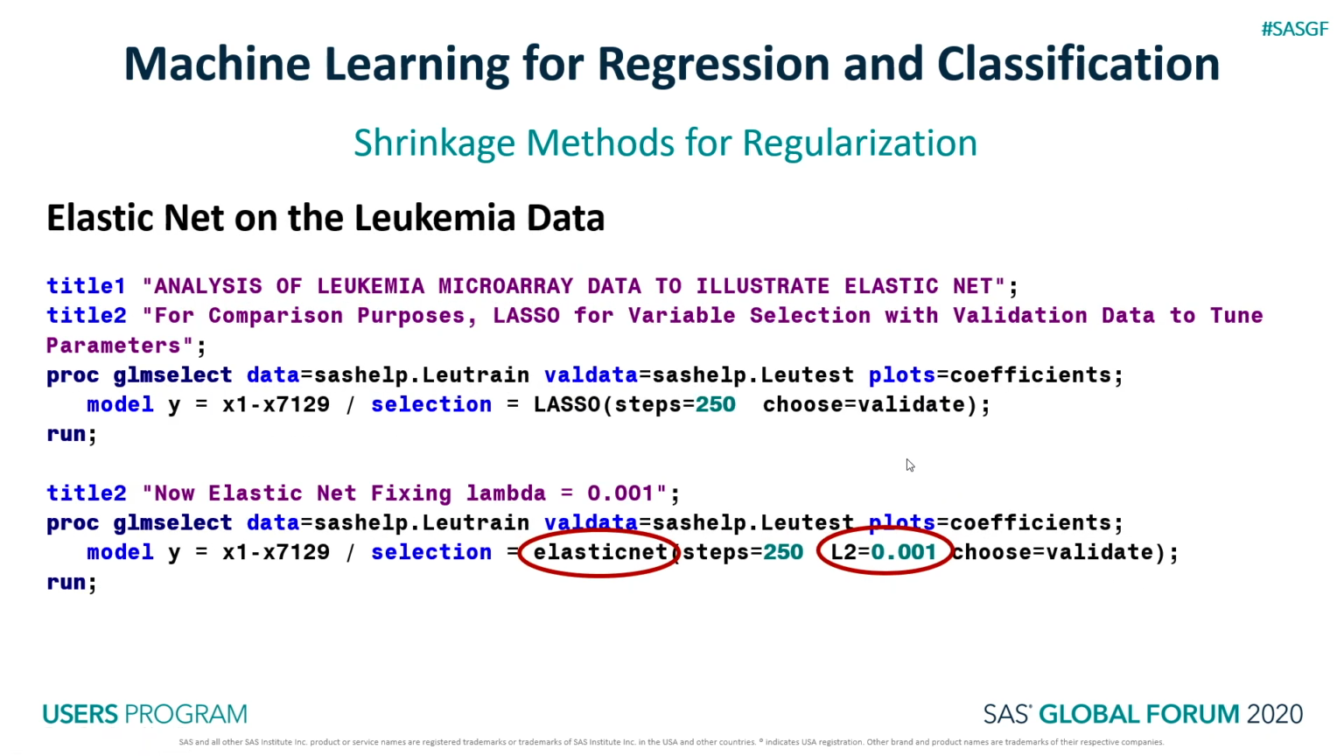So we can fit the elastic net in PROC GLMSELECT, and you can see that I've specified a training data set and a validation data set, which determines when to stop the process, and I want to see plots of the coefficients. Initially, I've done a LASSO here, just to show you what happens with LASSO, and then I've done the elastic net, so that's the second piece of code, and I've chosen the second parameter term to be equal to 0.001, and I'm using the validation data to select when the process should stop.